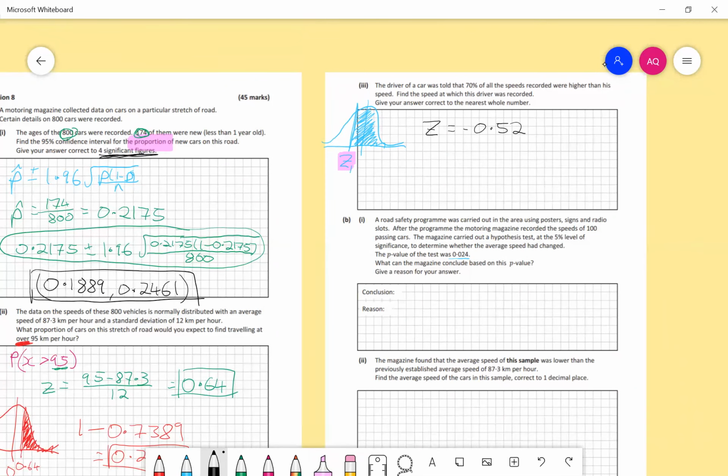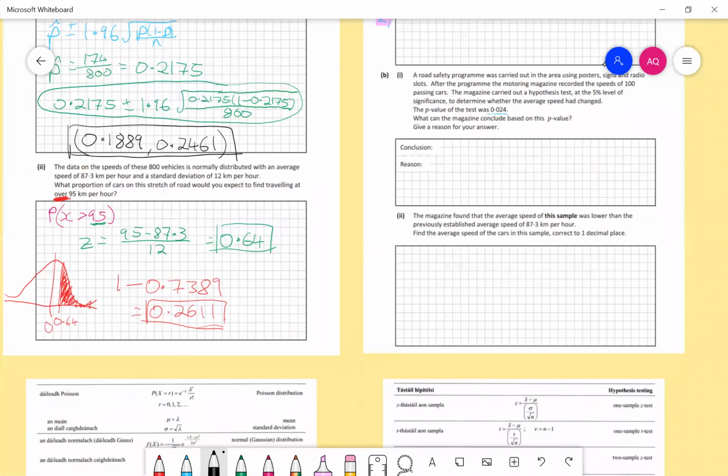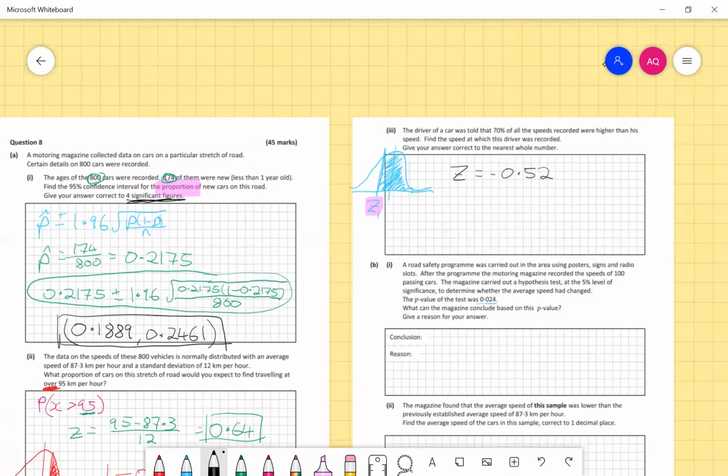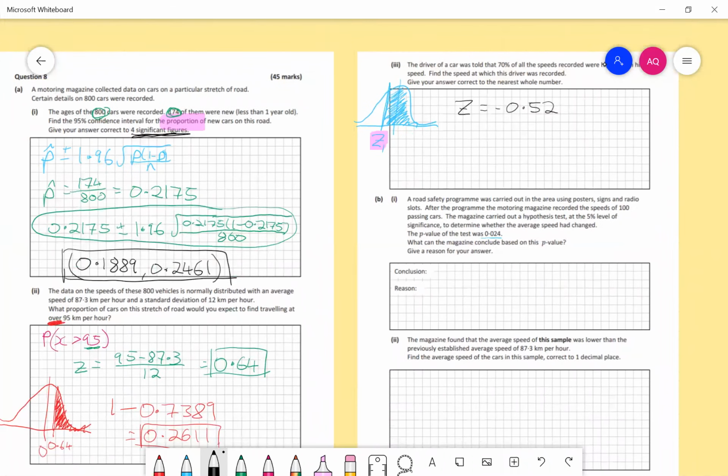Now, we do need to find his speed. So we need to come back down to, just get the formula again, the standardizing formula, and use that to find the actual speed. So the x value will be the actual speed. So z equals x minus mu over sigma. Now we're going to take mu and sigma from the last part. So 87.3 and 12.